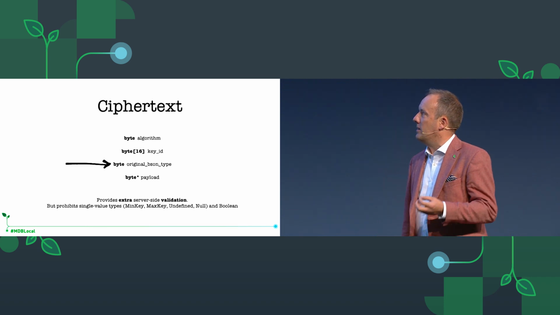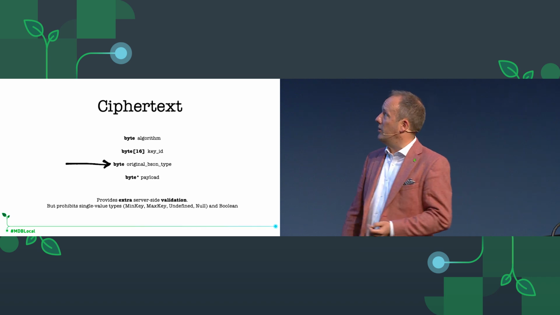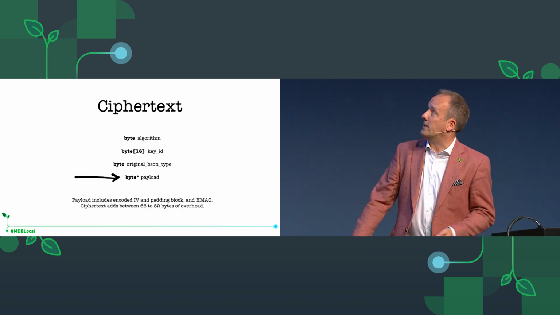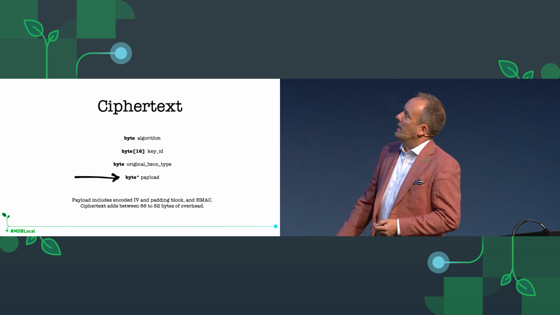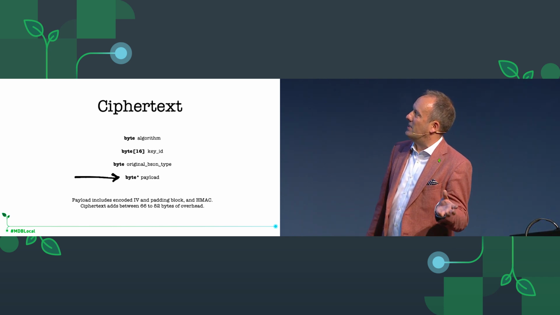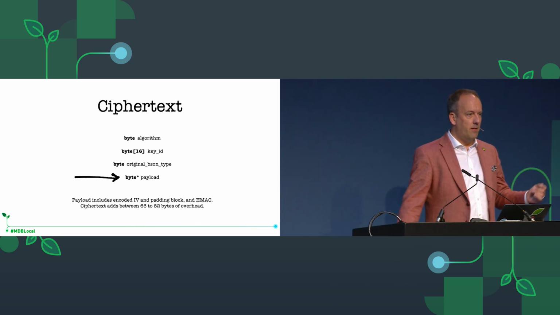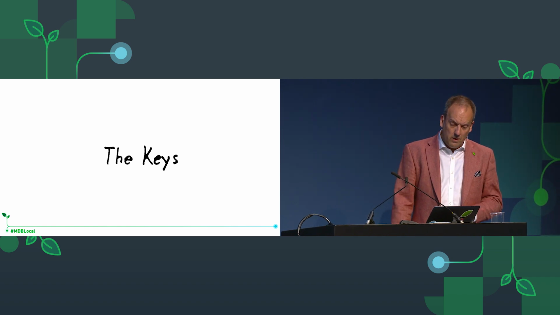So it prohibits values such as min key and max key, because it wouldn't make sense to encrypt those, and also importantly, Boolean as well. Obviously you've got true and false, so it wouldn't make sense. And the payload includes the IV and the HMAC, and this can add 66 to 82 bytes of overhead, so be aware of that, especially if you're storing something like an int32, as it is going to increase the size of those collections.